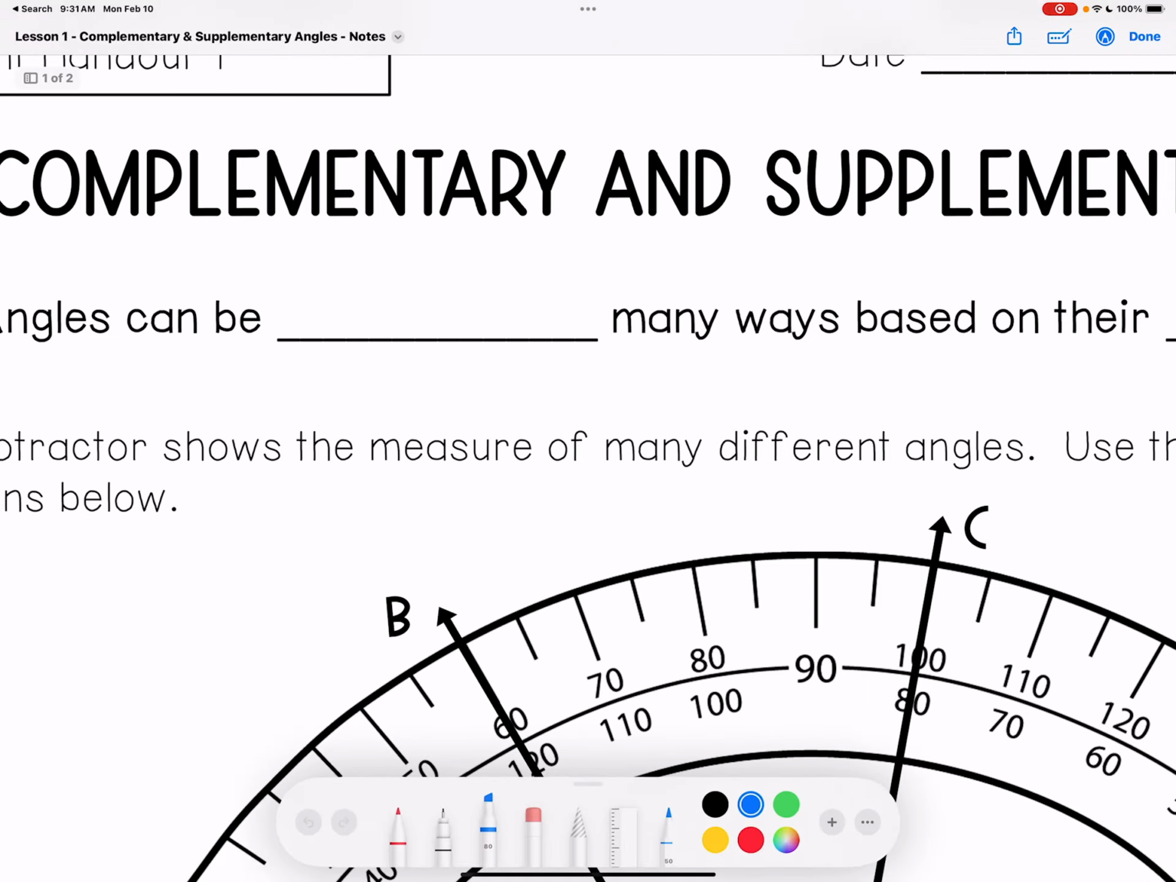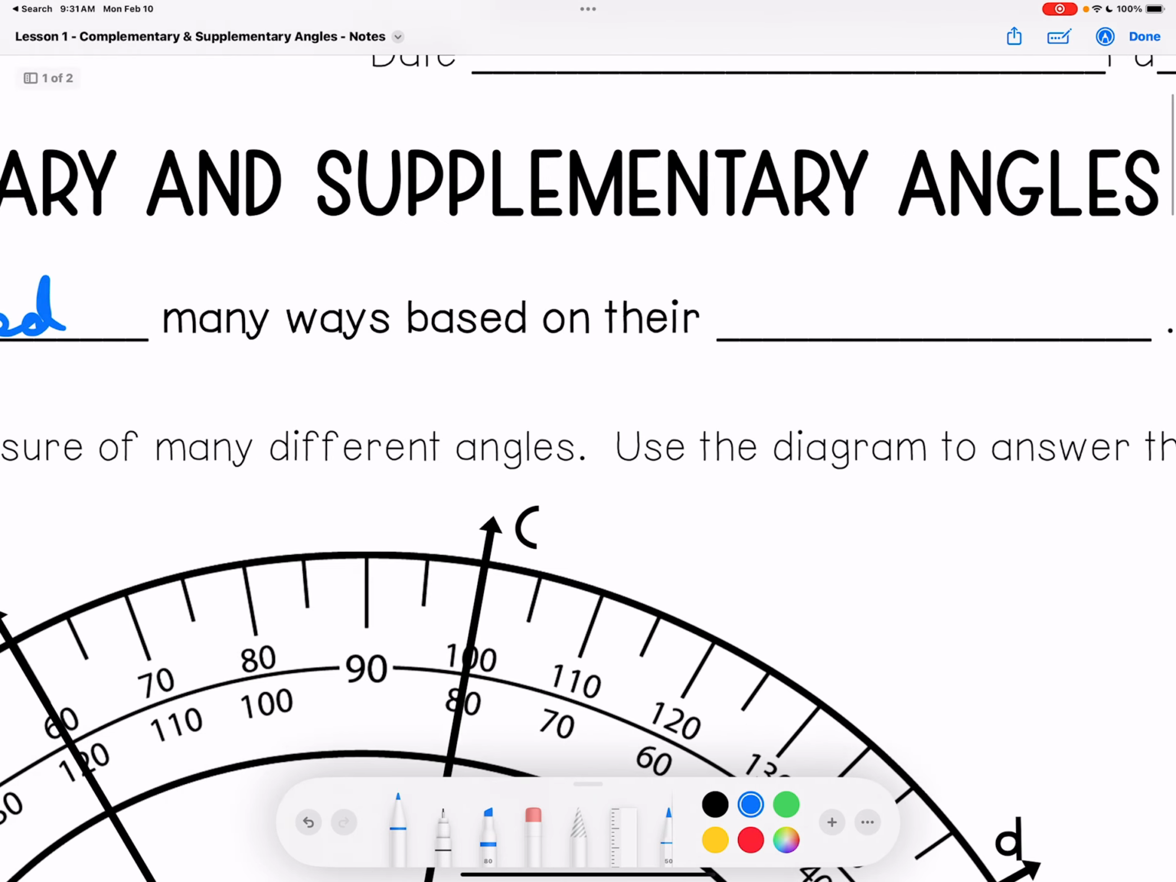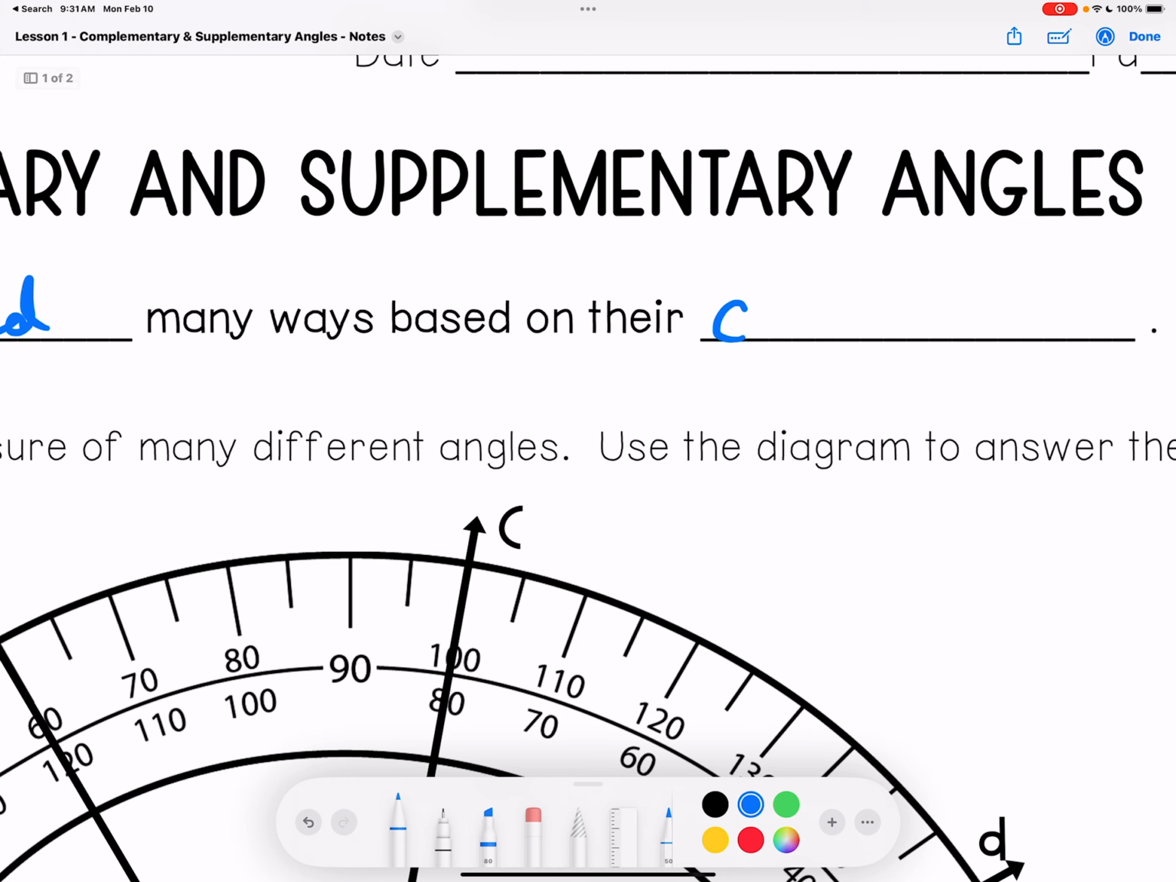Angles can be named many ways based on their characteristics.